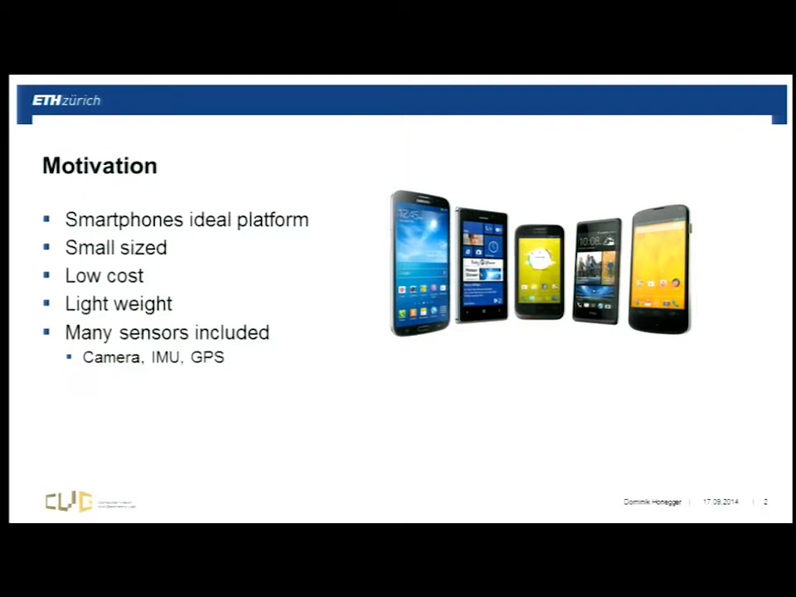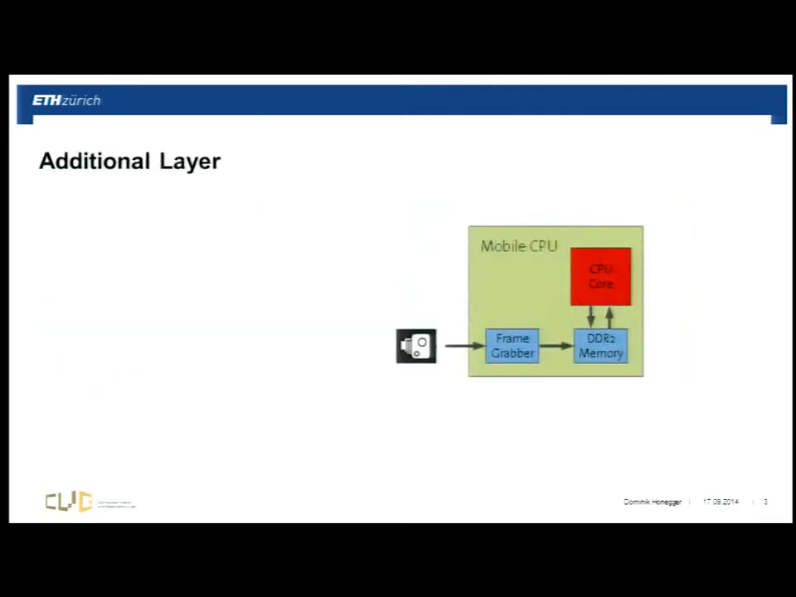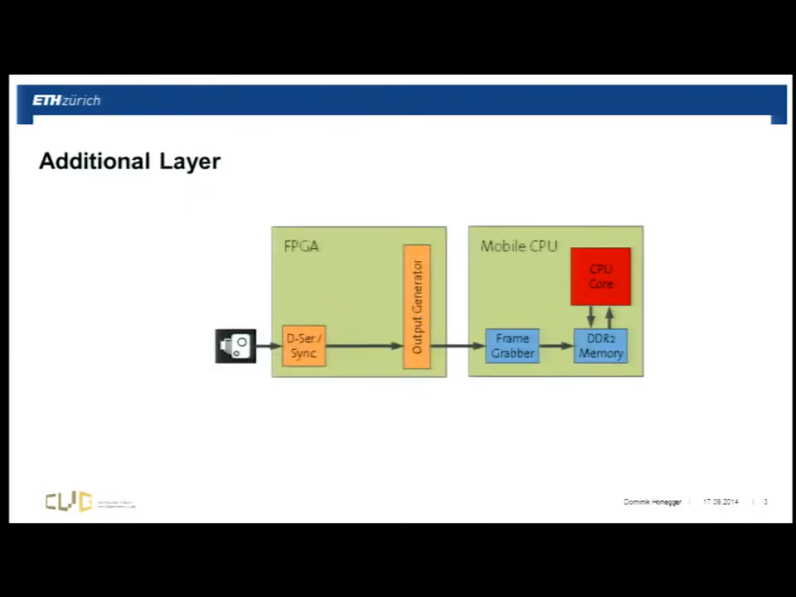So let's take a look at the architecture of such a mobile system with a camera. The camera is connected to the mobile CPU. There is a frame grabber involved that transfers image data to the system memory for further processing. We now propose to add an additional layer between the camera and this mobile CPU, an FPGA. This is a field programmable gate array. Roughly speaking, a computer chip where you can design the internal configuration the way you want.